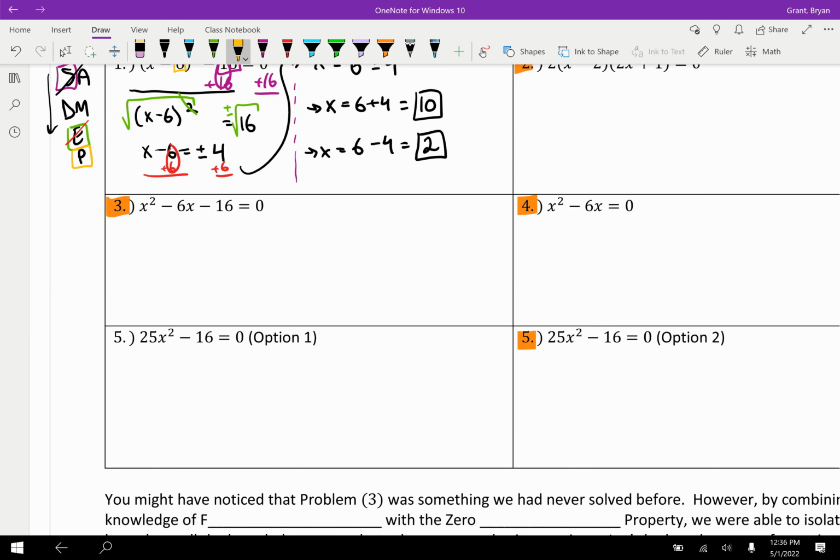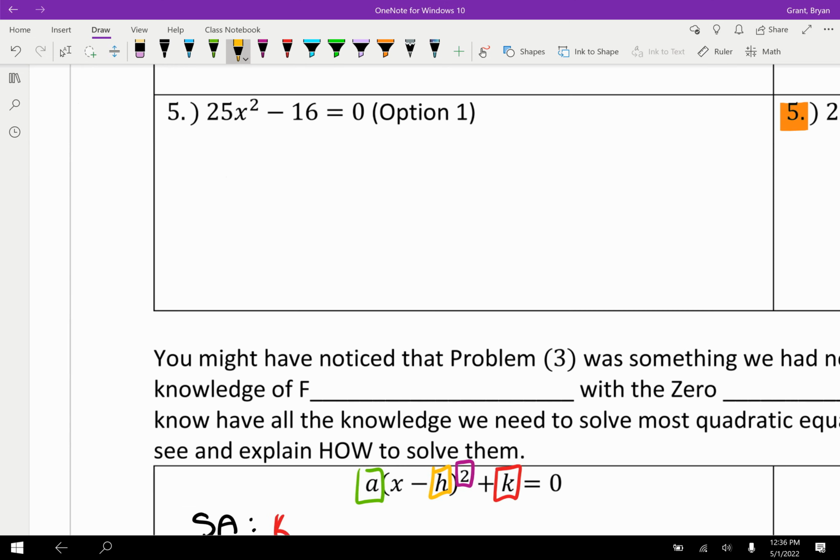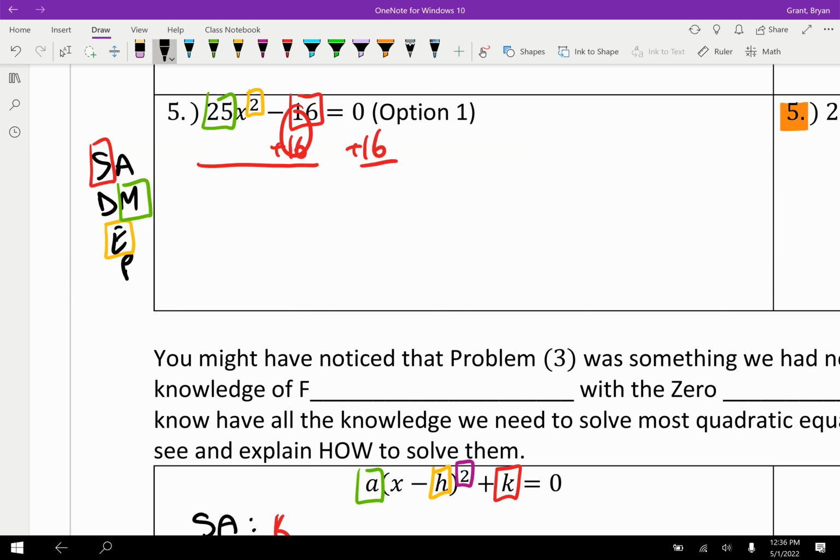All right, the other one I mentioned we could do is 25, because 25 is actually the same as the problem we just did. There's a single x here, so we're going to go through and follow SADMAP. Nothing too bad. We are going to have to undo the 16. Again, that's addition and subtraction. We're going to have to undo our exponent, and we're going to have to undo the 25. The 25 is right next to the x, so the 25 is multiplying. Okay, so we will add that 16 to both sides. There we go. Leaves us with 25x squared equals 16.